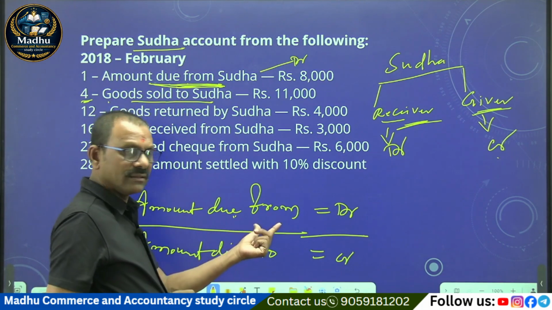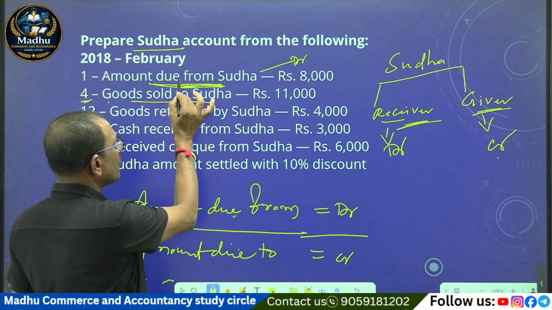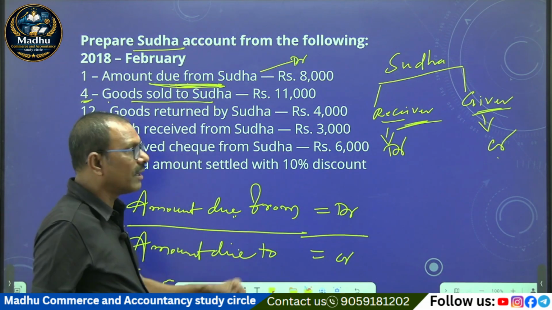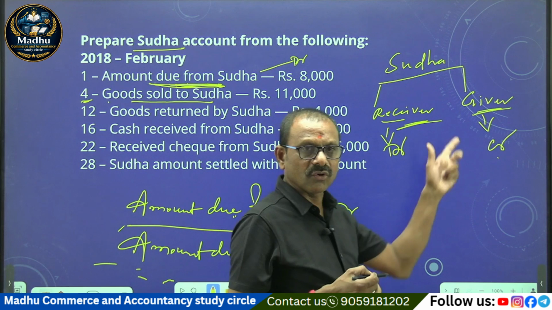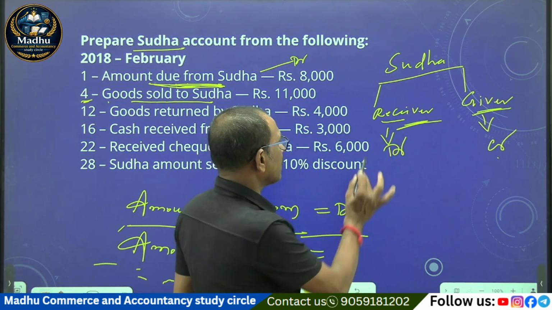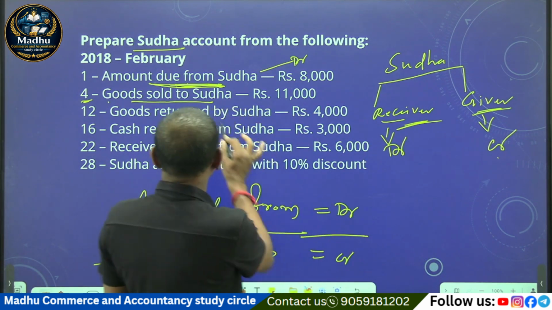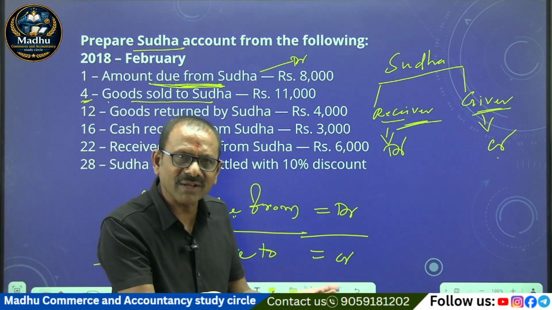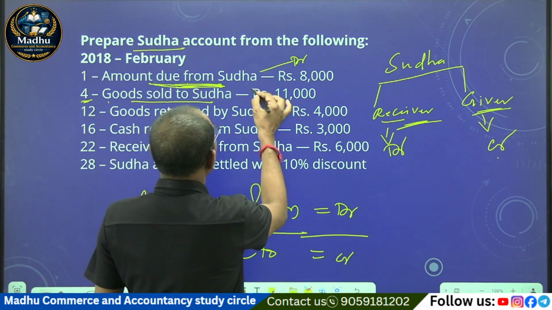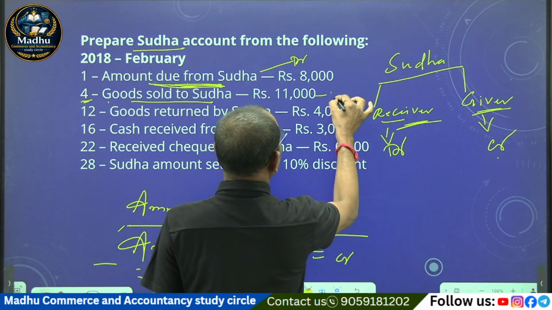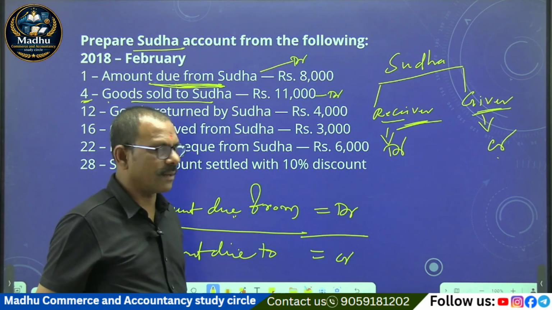We have to apply this rule of this amount, due from, due to is given. Otherwise, here we have to follow this one. Sudha is the receiver or giver. Simple logic. We sold goods to Sudha. Sudha is the receiver. That's why it is also debit. It is also debit side.